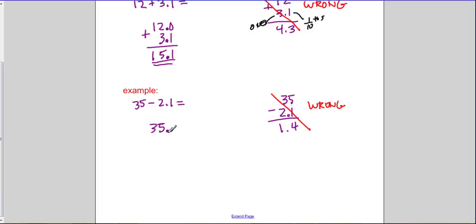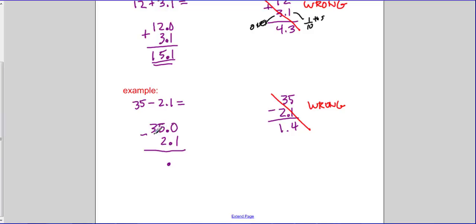So if you just have a whole number and you're adding it with a decimal, put a decimal point right behind the whole number, the ones digit in the whole number. And then I put the 2.1 like this. I line the decimal points up vertically. I can add a placeholder 0 here, and then I subtract. This is just like 350 minus 21. Bring your decimal point straight down.